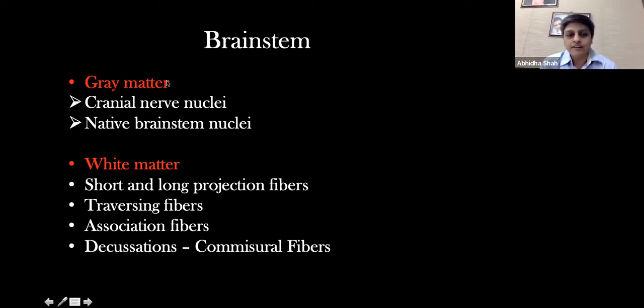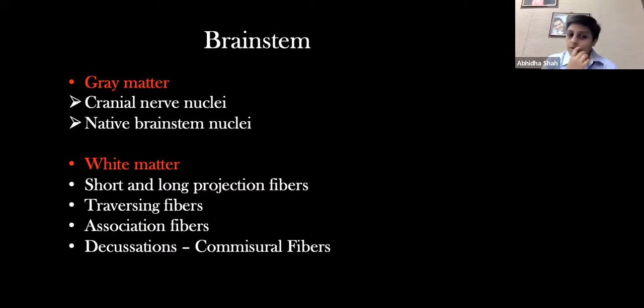So the gray matter part of the brainstem is basically made up of cranial nerve nuclei, and at each level we have different cranial nerve nuclei, and there are native gray matter masses of the brainstem. So native brainstem nuclei. And the white matter, this is not the traditional way that it has been classified, but I have recently classified this in the publication, and I will show you why this is relevant and why it makes it very easy to understand.